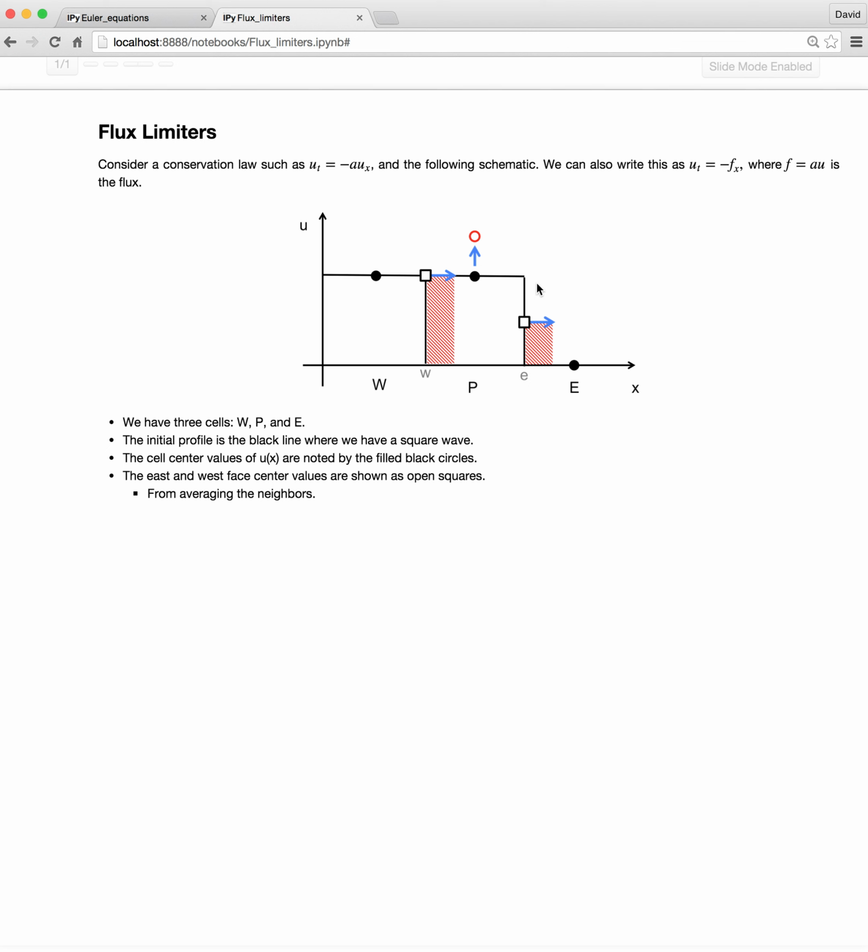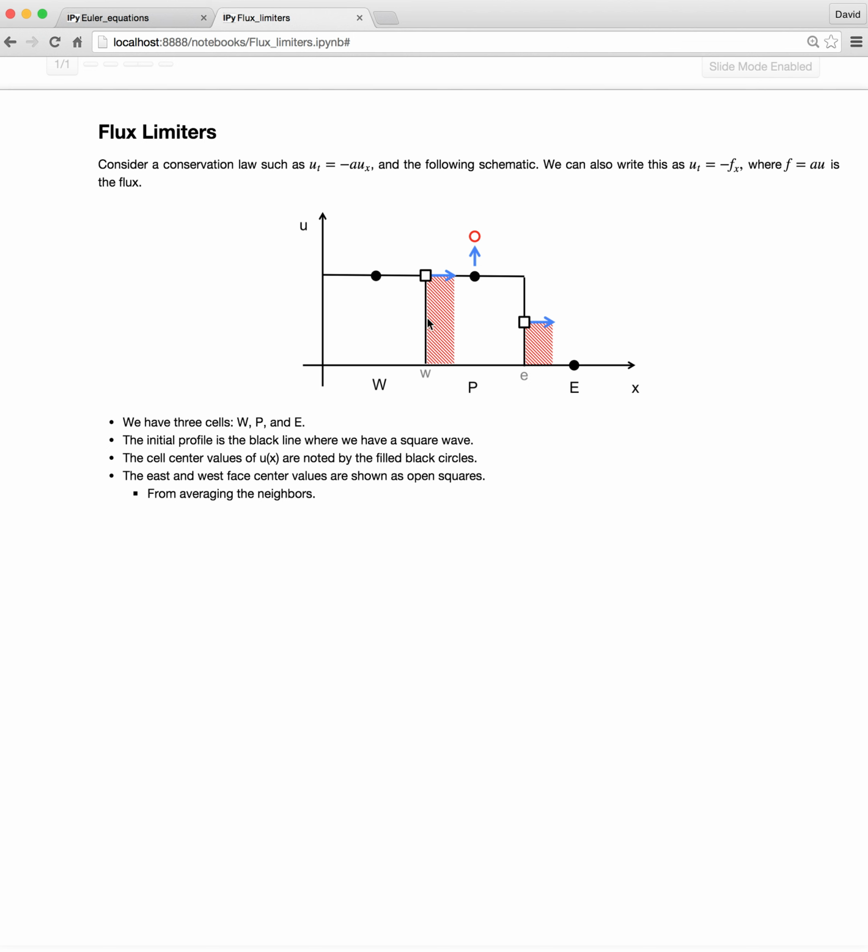So in this picture we have three grid cells, a W cell, a P cell, which we'll call cell i, or the base cell that we're interested in, and the E cell. The initial profile is this thick black line, where we have basically a square wave, and the velocity is such that the wave will be moving to the right. The filled black circles represent the value of u in the three volumes.